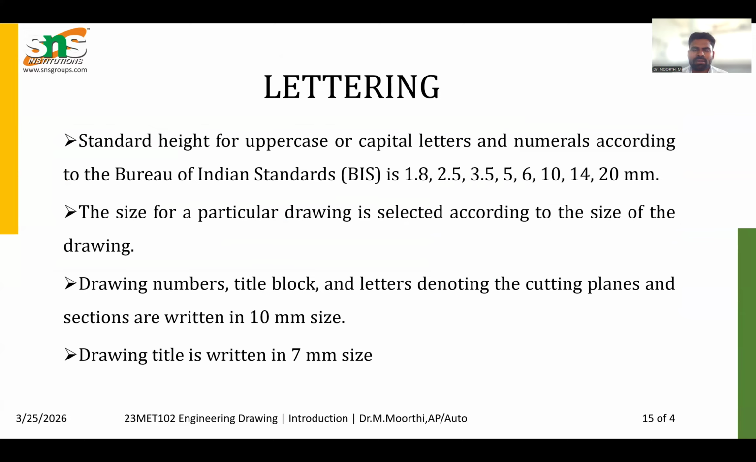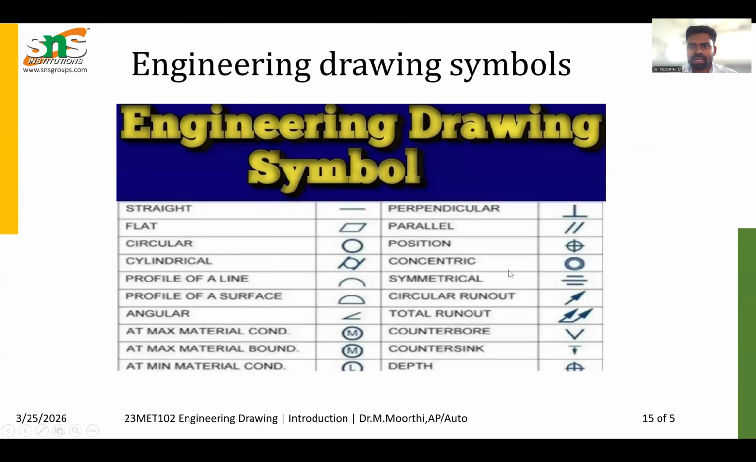Lettering with dimensioning and texting is very important and has its unique standards. As I said earlier, we have to follow sizes like 1.8, 2.5, 10, 14, and 20 millimeter, and that depends on the size of the diagram we are using. Along with the diagram lines, we have to have proper numbers and title block lettering, which denote different parameters like cutting plane section and should be drawn in 10 millimeter size. The diagram title should be drawn in 7 millimeter size.